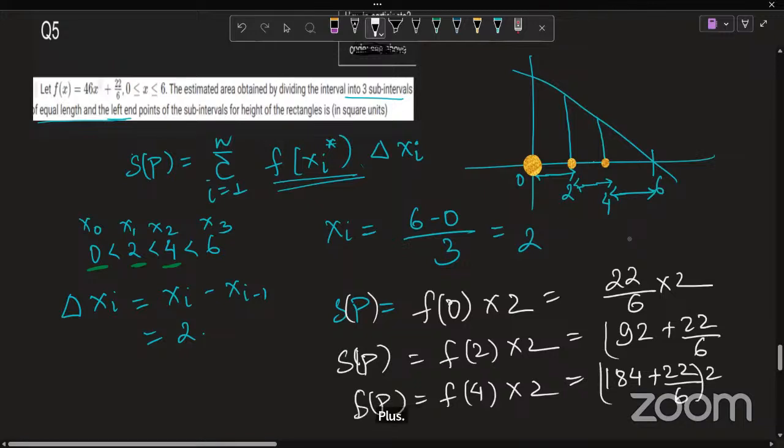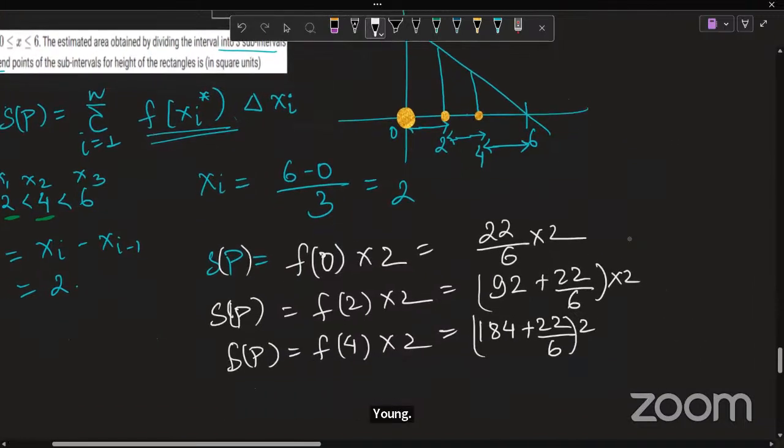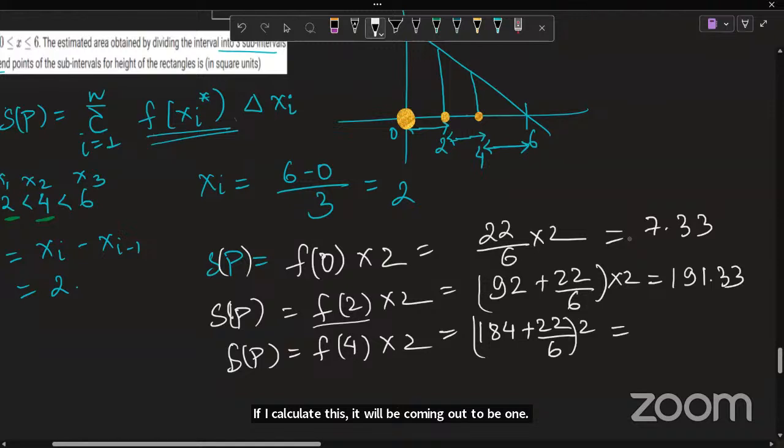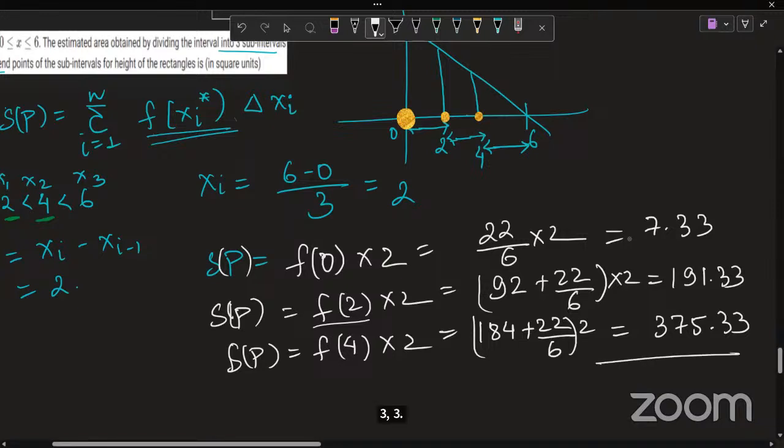Not the entire thing, sir. Yeah, the entire thing. Because this is our f of 0 and f of 2, and it is multiplying with the whole 2, right? I got your point. So it will be 7.33 something. If I calculate this, it comes out to be 191.33, and for this it comes out to be 35.33. And now we have to sum all these values.